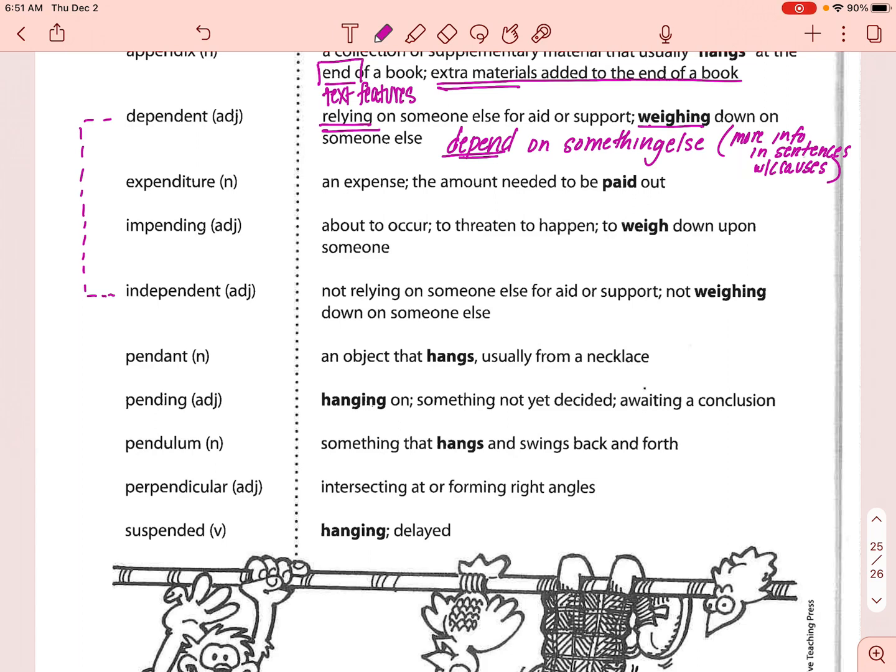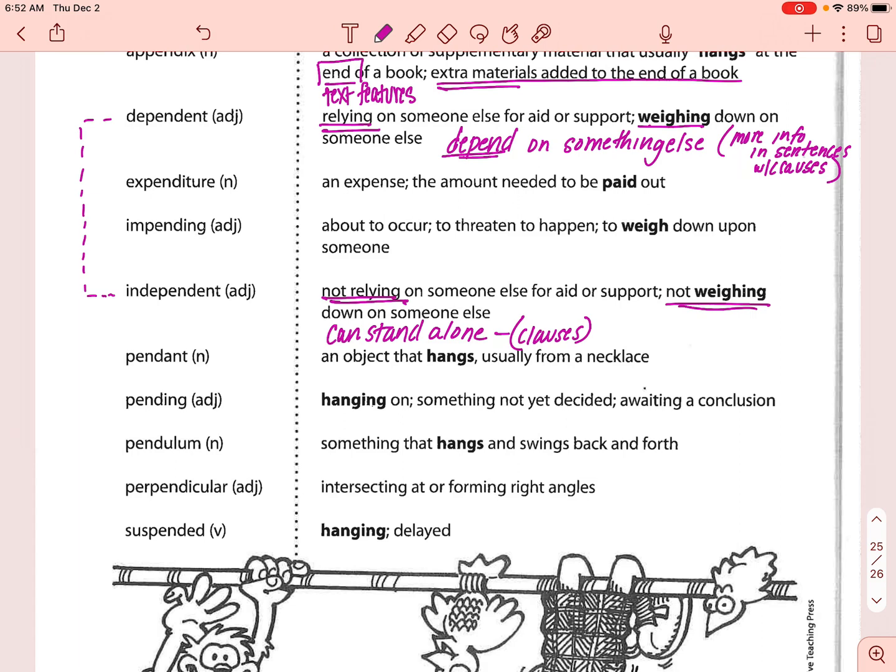Independent down here, this means you can stand alone. Remember, that's what we talked about with our independent clauses. So just to associate it with that. So again, this person is not relying on somebody else. They are not weighing down on someone else because they can do it on their own.